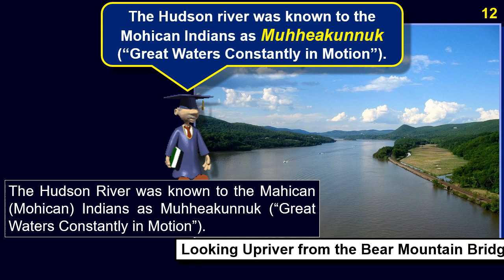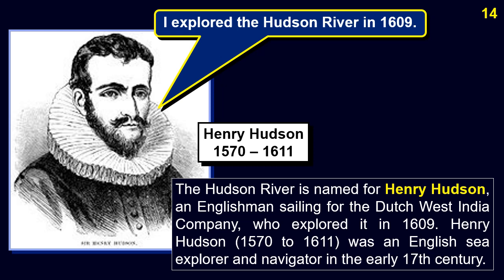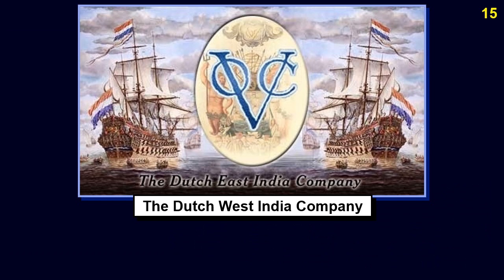This is the Hudson River at Manhattan. The Hudson River is named for Henry Hudson, an Englishman sailing for the Dutch West India Company, who explored it in 1609. Henry Hudson, 1570-1611, was an English sea explorer and navigator in the early 17th century. The Dutch West India Company was a trading monopoly chartered by the Dutch government.